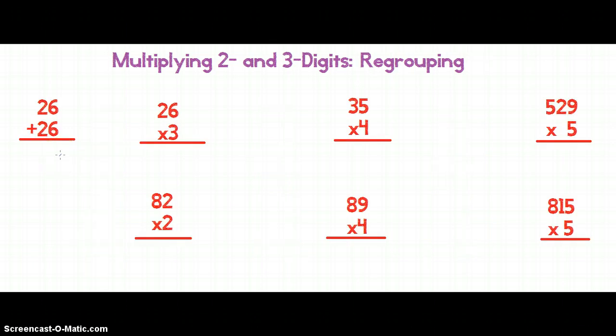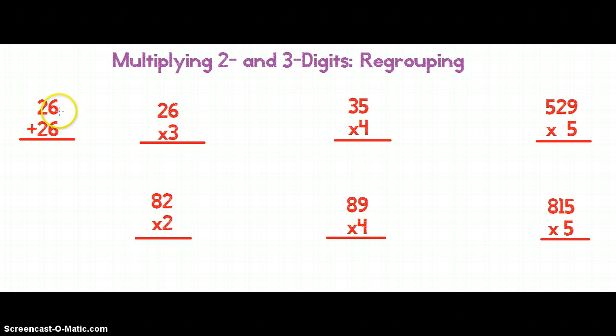Alright, the second part of this lesson is about regrouping. The first problems we did, there was no regrouping, we just multiplied. Now remember, we've done regrouping before. We've done regrouping with addition. Look at this problem. We have 26 plus 26.